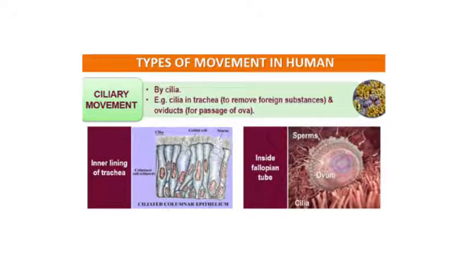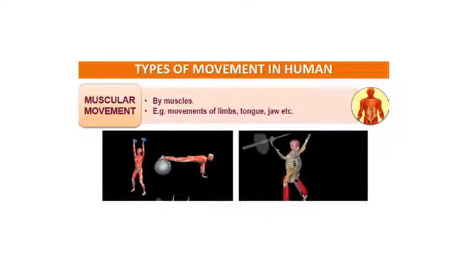Ciliary movement, as I told you, is shown by the cilia, which are found generally in the inner lining of the trachea. So these cilia are like brushes. They will beat and because of this, they will get all these foreign substances out. It is also shown by the oviduct, which helps to place the ovum in the correct position for fertilization. Then our muscles. We have various muscles in our limbs, tongue, jaw, and we can move these parts because of them. So this type of movement is called muscular movement.